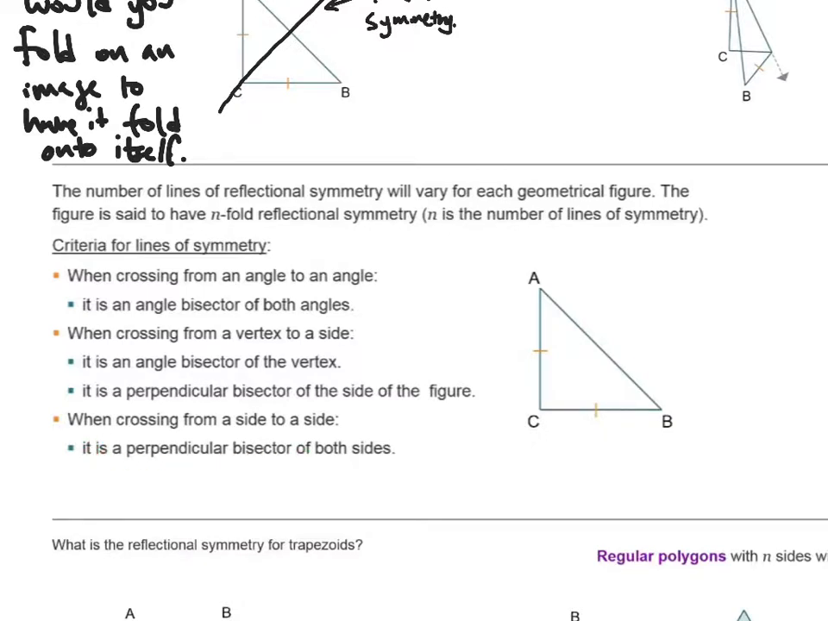When I draw in this line of symmetry here, what I'm doing is bisecting this angle here. This angle is bisected. These two segments over here are bisected, and this is going to create a right angle at that point. All right, let's take a look.